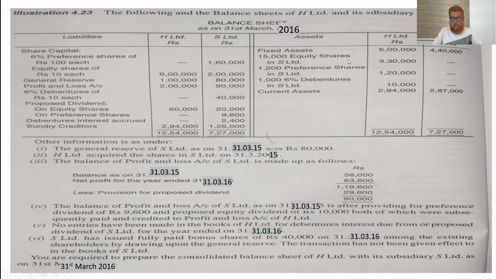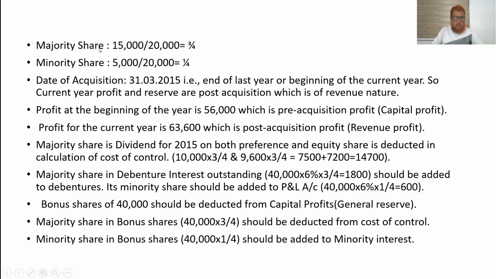So here 15,000 equity shares in S Limited can be explained as follows. Majority share, 15,000 out of 20,000, means 3 by 4. Minority share is the remaining, 20,000 minus 15,000, that is 5,000. Out of the 20,000, 5,000 is the minority share. So 3 by 4 is the majority share, 1 by 4 is the minority share.